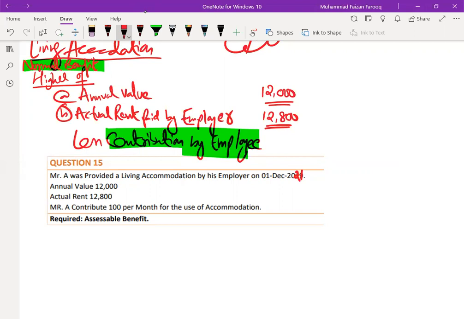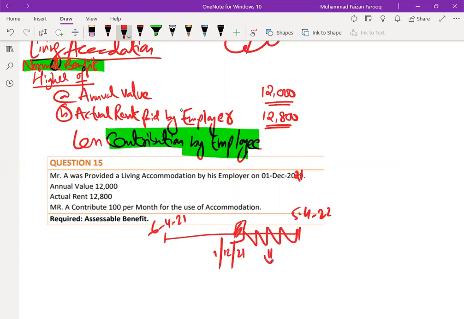So the accommodation is provided when? This is my tax year. It's provided during the tax year. How many months did I use? December, January, February, March. How many months? 4. Now see very carefully. Higher of is 12,800, right or wrong? Right. But what will I do? I will take only how many months? 4 months. What will be the answer?